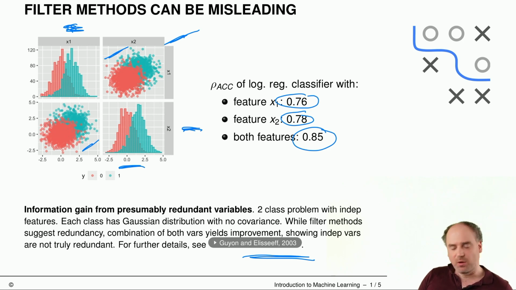And this is what they called here in the paper information gain from presumably redundant variables. Presumably, because it might look like that by looking at the marginals, it might look like that by looking at the filter values, but it's not. Using both is better than just using one.